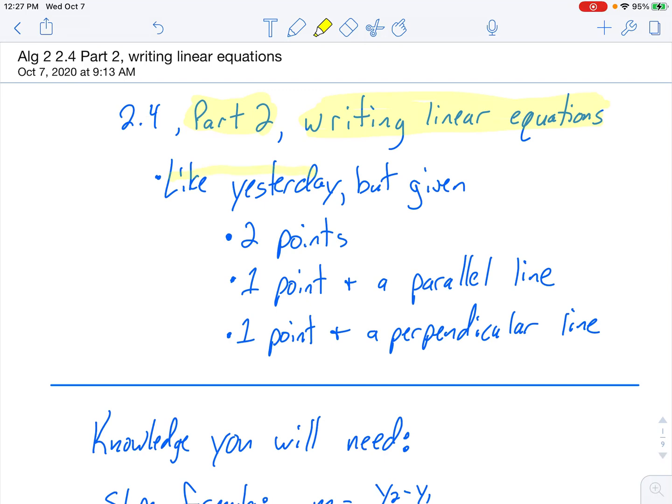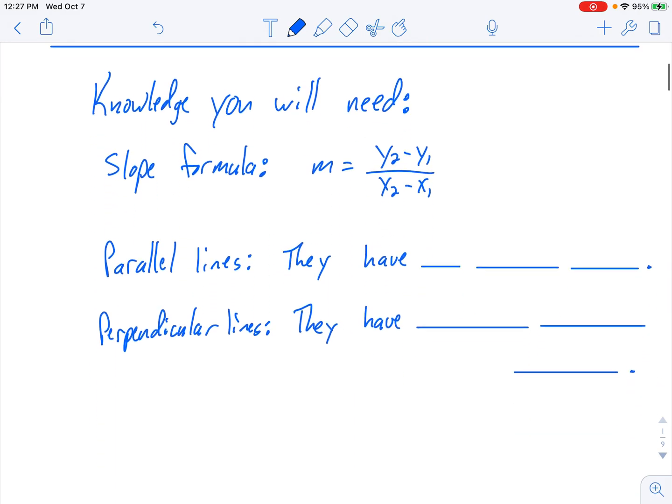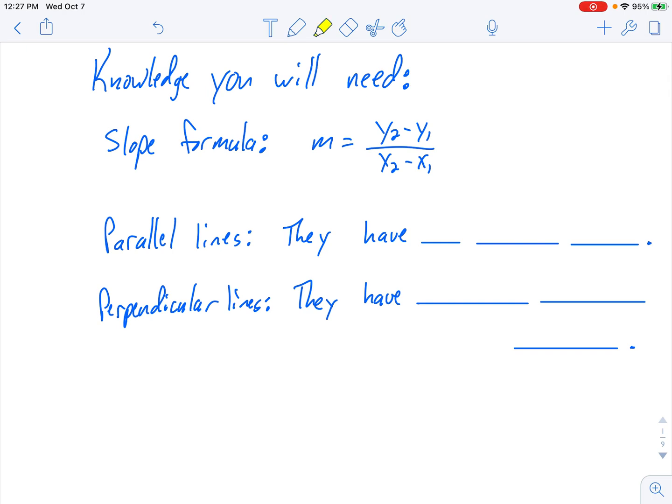So this is going to be like yesterday, but instead we're going to write the equation in slope-intercept form when you're given 2 points, when you're given 1 point and a parallel line, or when you're given 1 point and a perpendicular line. So we're looking at 3 separate types of exercises today. Knowledge you'll need ahead of time is the slope formula. So we've been there, done that. We've covered this. If you don't have it memorized, I'll be referencing it as we go.